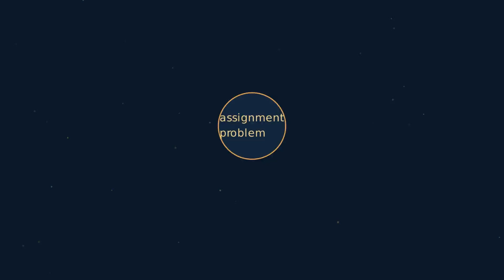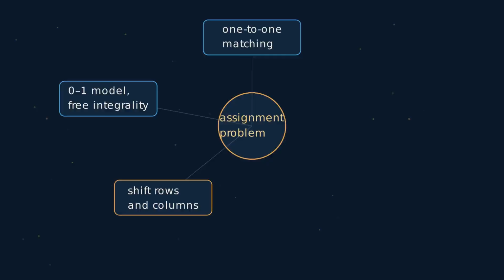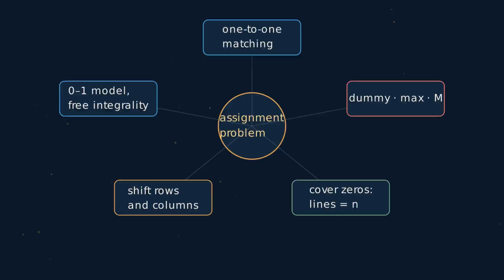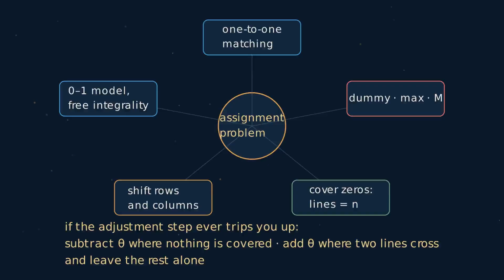Let's put the whole thing back together. 1 agent per task, and 1 task per agent. A binary program whose structure hands you whole numbers for free. The license to shift any row or column without changing the winner. A covering test that tells you, exactly and honestly, when to stop. And 3 small repairs for the messy cases the real world hands you. If any part of this is going to bite you in an exam, it is the adjustment. Subtract where nothing is covered, add where 2 lines cross, leave everything else exactly as it is.